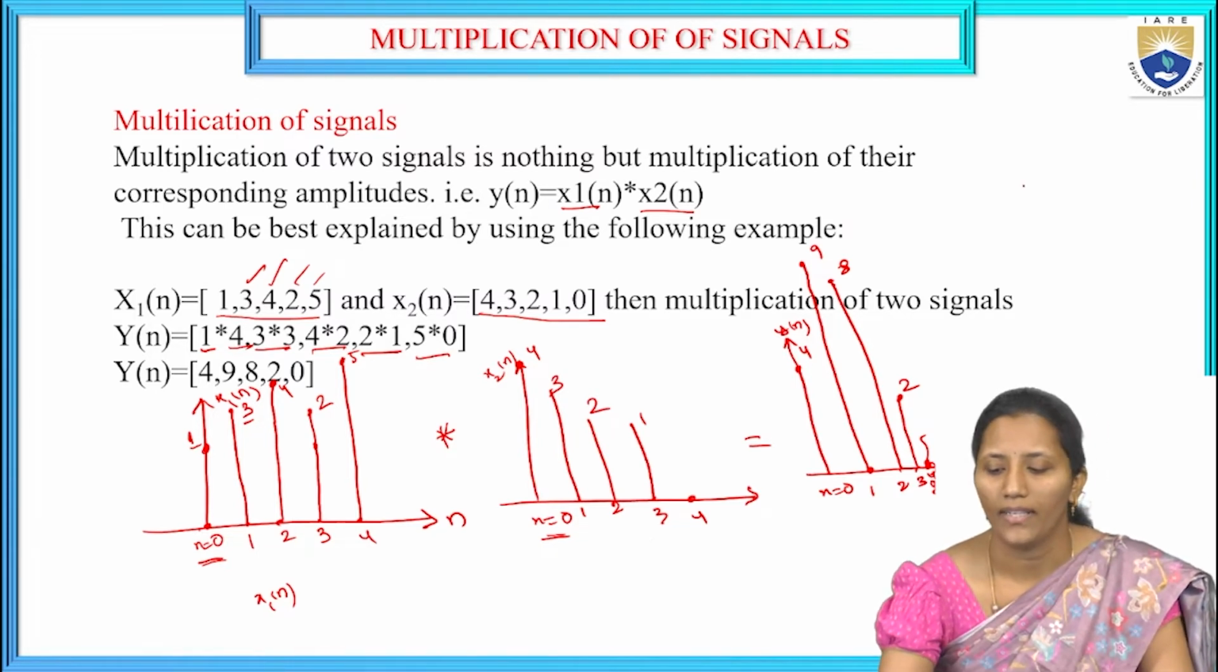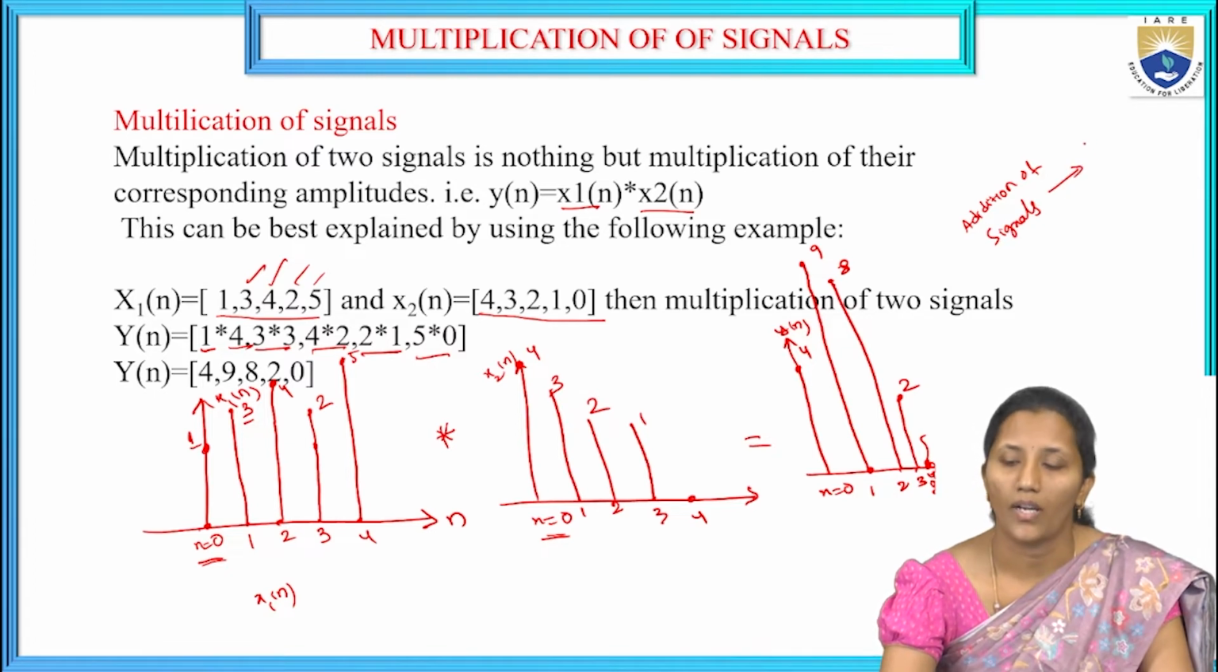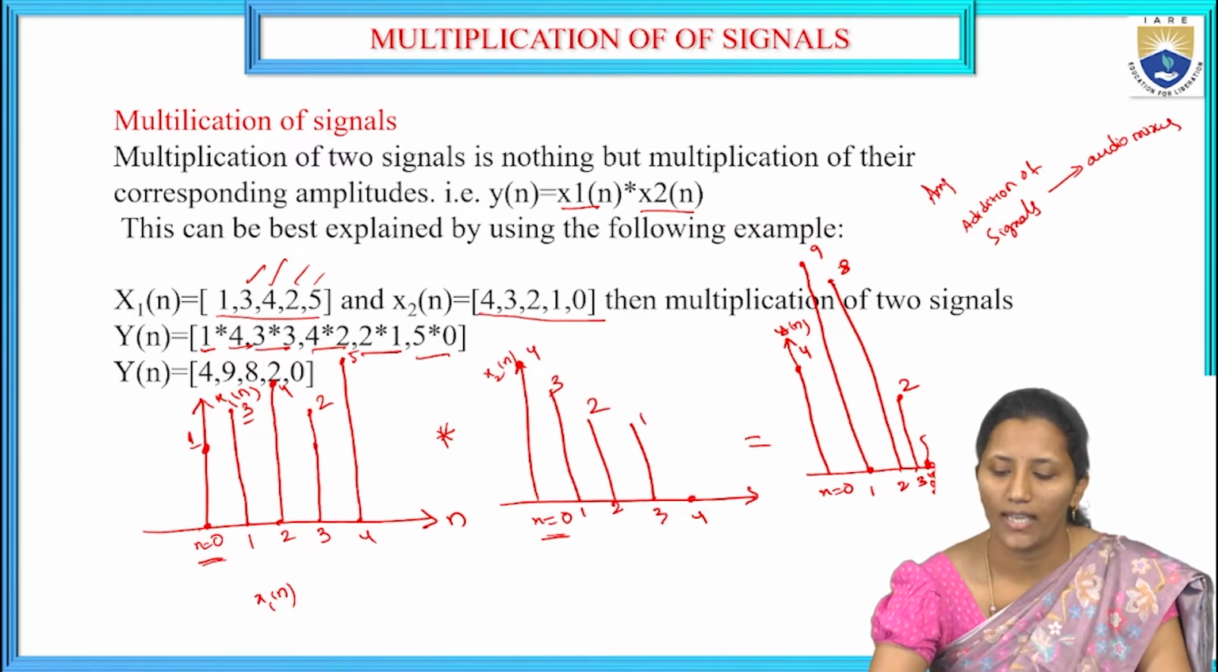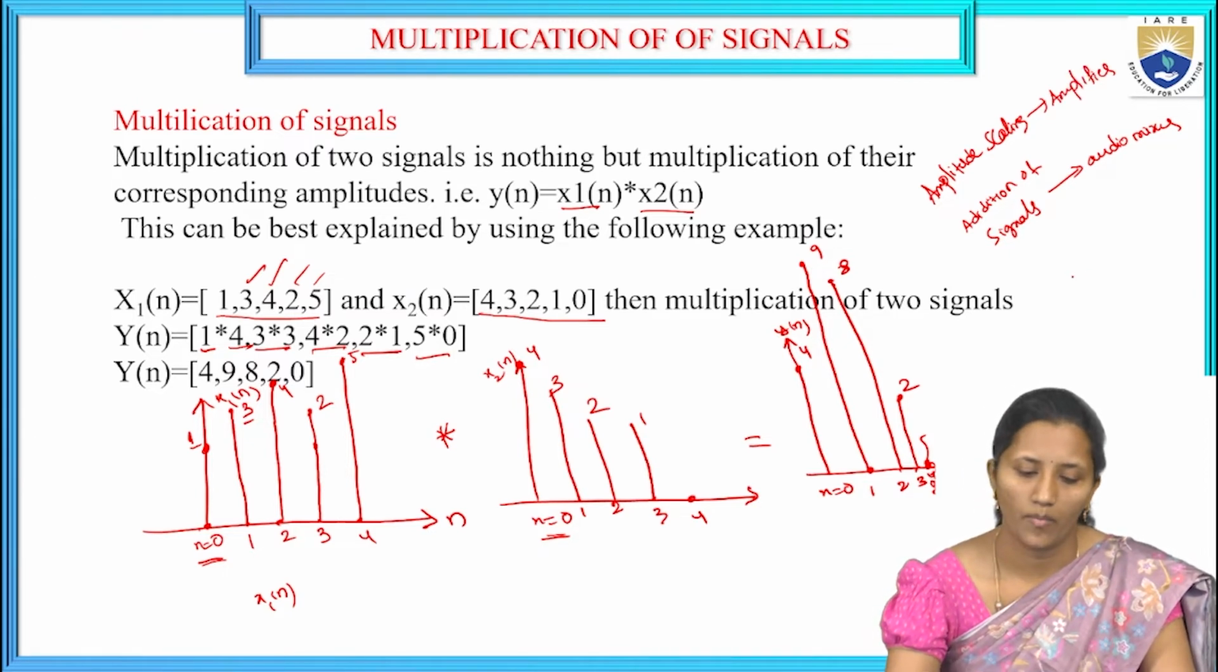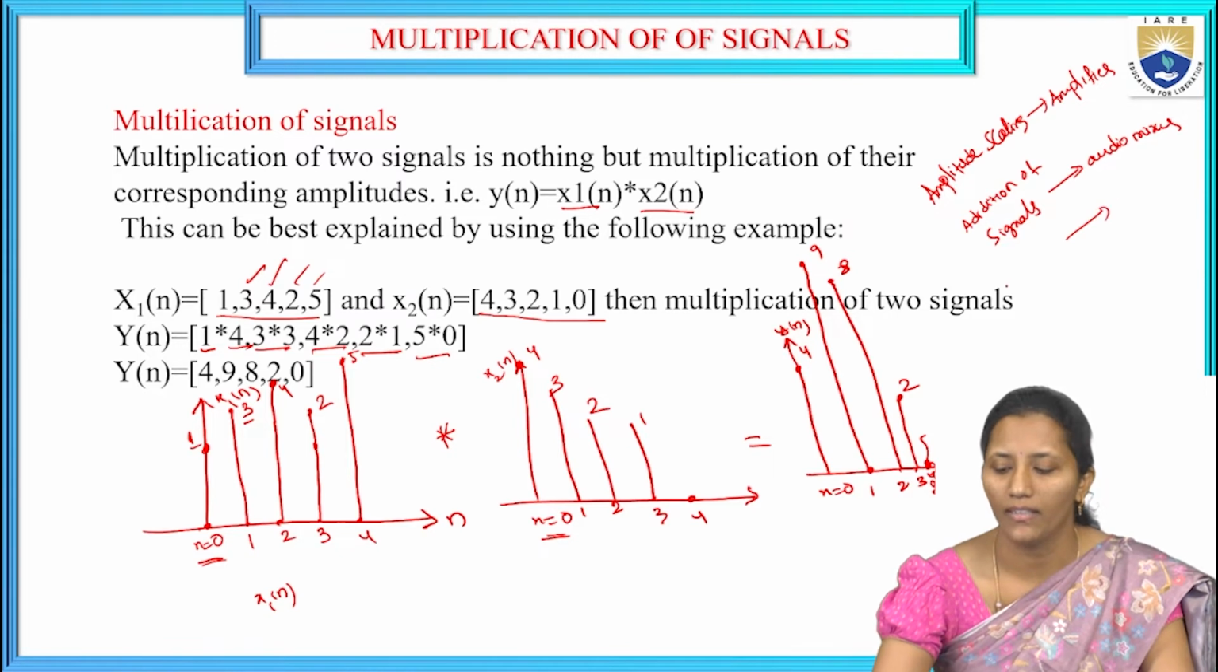So here, addition of signals will be used for audio mixers, and amplitude scaling will be used for electronic amplifiers. For example, multiplication will be used in modulators.